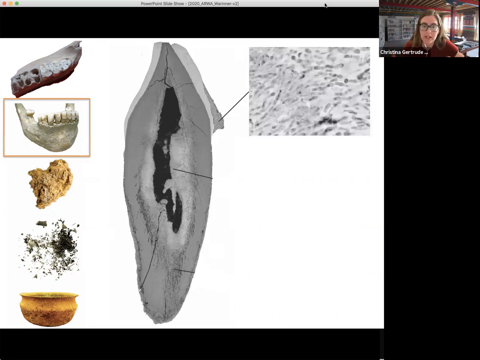Another place where we can actually get really rich information about diet comes from a rather unusual source, and this is the calcified dental plaque on the surface of your teeth. So here I've shown a tooth in cross section, and you can see a dental calculus deposit or a tooth tartar deposit. If you zoom in on it and look at it at high magnification, you'll see that it's composed almost entirely of bacterial cells.